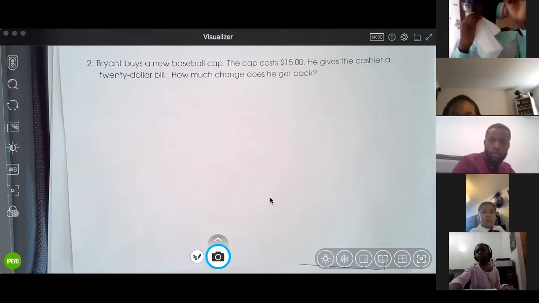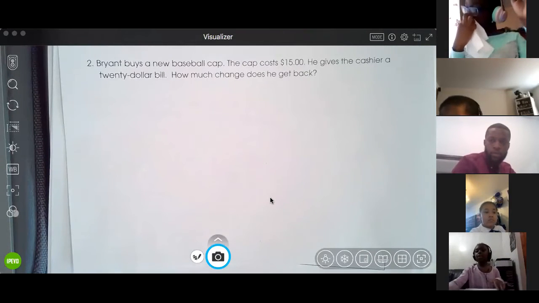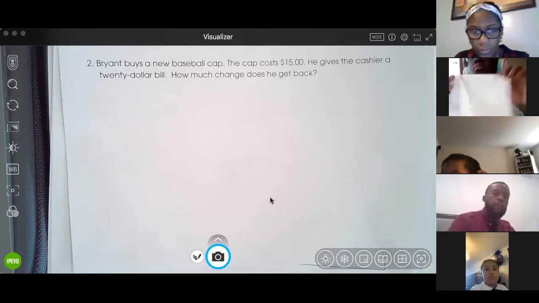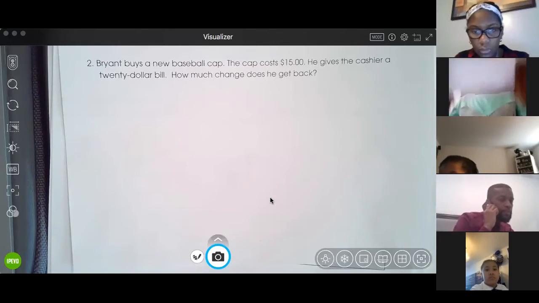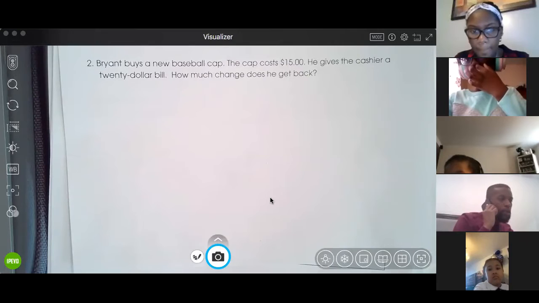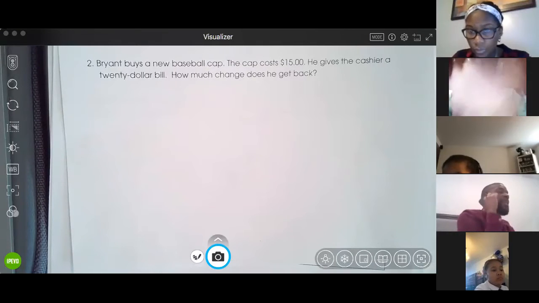I think the question is asking us that Brian wants to buy a new baseball cap, but the cap costs $15, so he gives the cashier a $20 bill. So we have to figure out how much change he will get back.